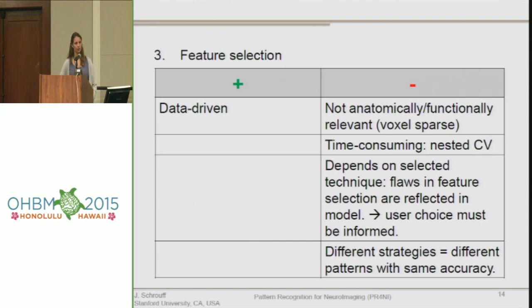But what is good with feature selection is that it is data-driven. But then you obtain a map that is sparse in the voxel space. So it can be kind of a salt and pepper, so it's not necessarily very anatomically or functionally relevant. It is time-consuming as you need a nested cross-validation. It depends on the selected technique. So if you have a flaw in your feature selection technique, then it's going to be reflected in your model power. If you are using a univariate way to select the features, then you might end up with a set that does not represent the maximum power you could have from a multivariate analysis. And then different strategies might lead to different patterns, although with the same accuracy.